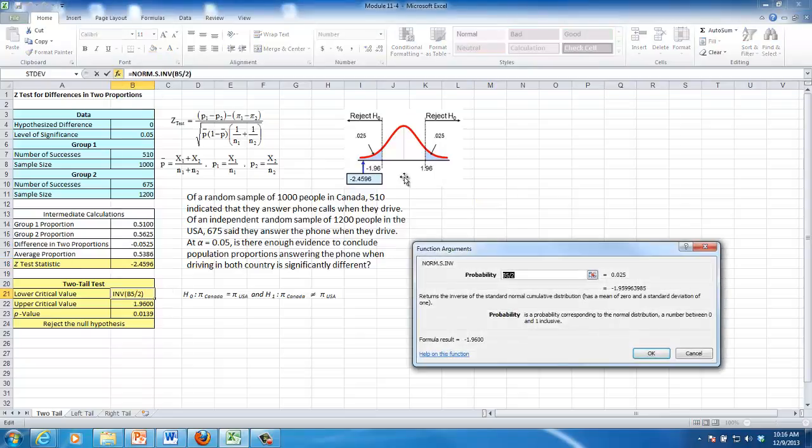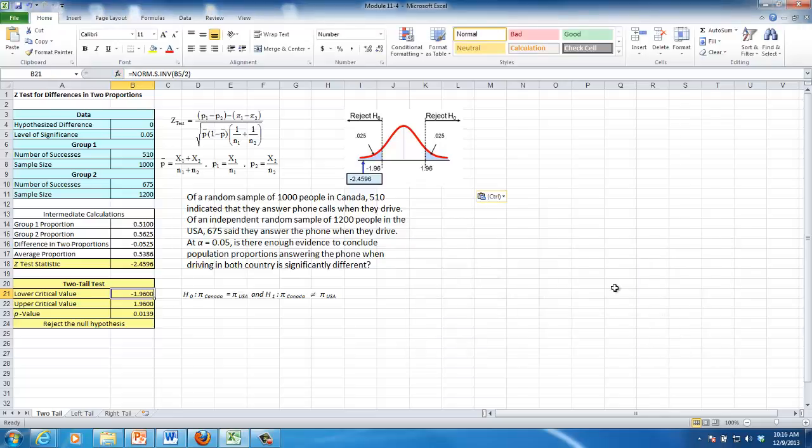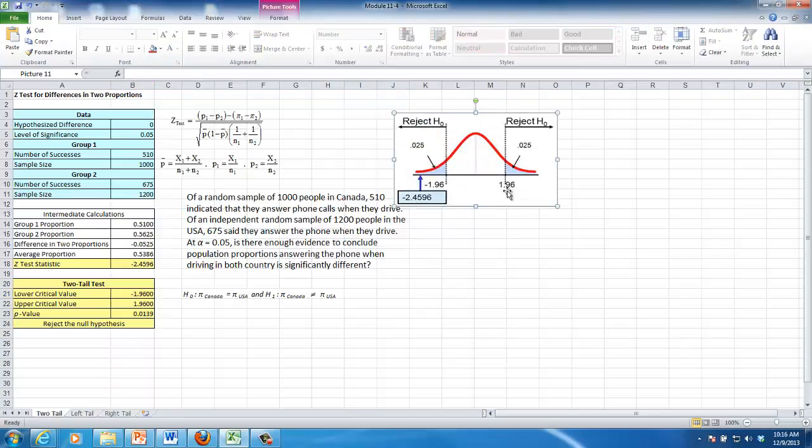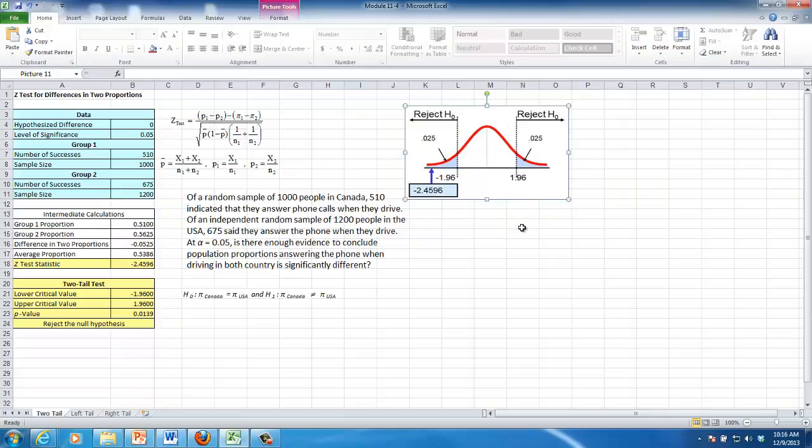NORM.S.INV, B5 divided by 2. The reason we divide B5 by 2 is because B5 is 5%. As you can see from this graphic, 5% should be split, one to the left side, one to the right side, so it becomes 0.025.